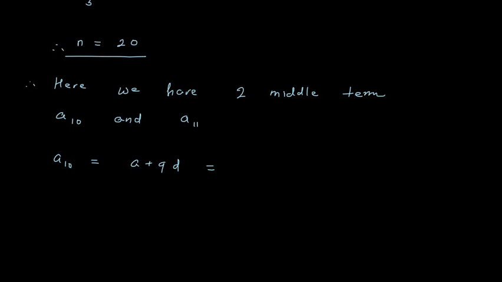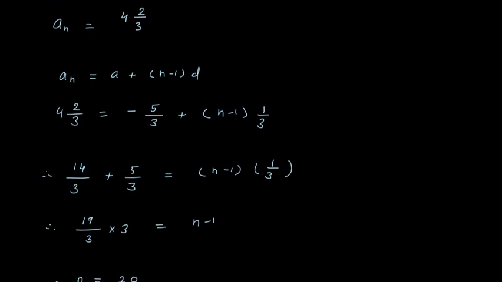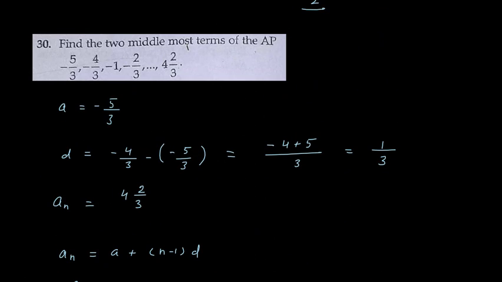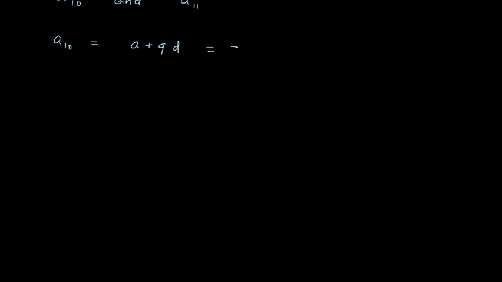which will give me the value of A as minus 5 by 3 and D as 1 by 3. So it is minus 5 by 3 plus 9 into 1 divided by 3. So it is minus 5 plus 9 whole divided by 3. So this is 4 divided by 3.